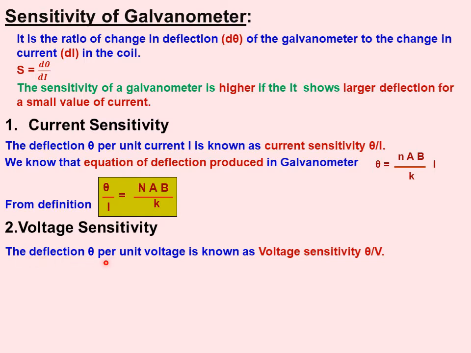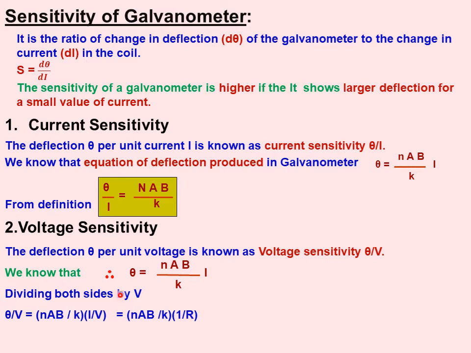Now the next point, voltage sensitivity. Similarly, it is the ratio of deflection produced in the galvanometer per unit voltage, that is deflection per unit voltage, and it is represented by the symbol theta divided by V. So if you see the formula, the relation between current and deflection as we have seen on the previous slide, theta is equal to NAB upon K into I. Divide this equation by V, so we get theta by V is equal to NAB by K into I divided by V. But according to Ohm's law, I divided by V is nothing but 1 upon R, because R is V by I. So we can write I by V as 1 by R. So from this equation we get the formula for voltage sensitivity, that is theta by V is equal to NAB upon KR.